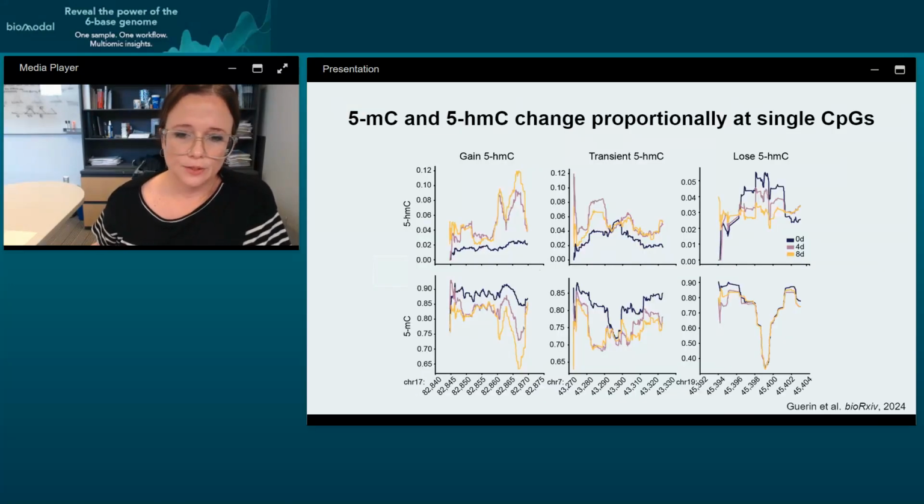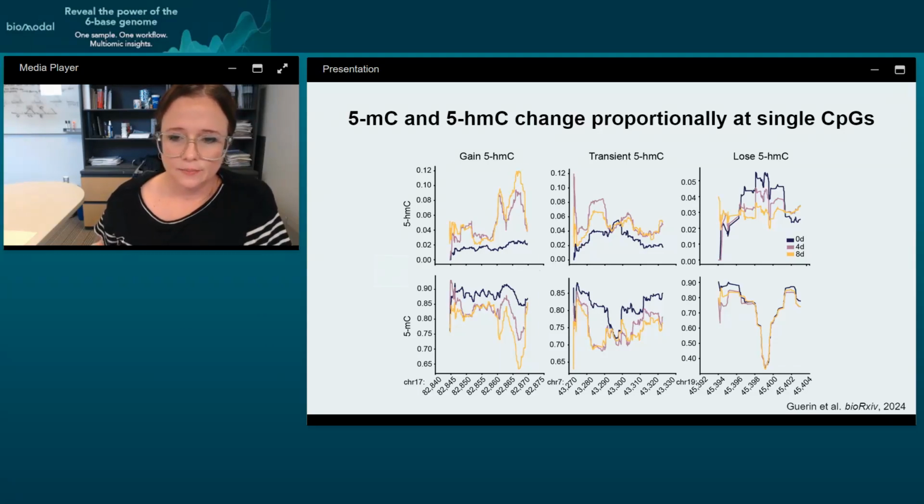And so what I'm showing you here are basically regions. This is on the x-axis. These are like genome tracks, and this is the base chromosome location of these methylation tracks. On the top, we have 5-hydroxymethylcytosine proportion, and on the bottom, it's 5-methylcytosine. So the fraction of bases that are methylated or hydroxymethylated.